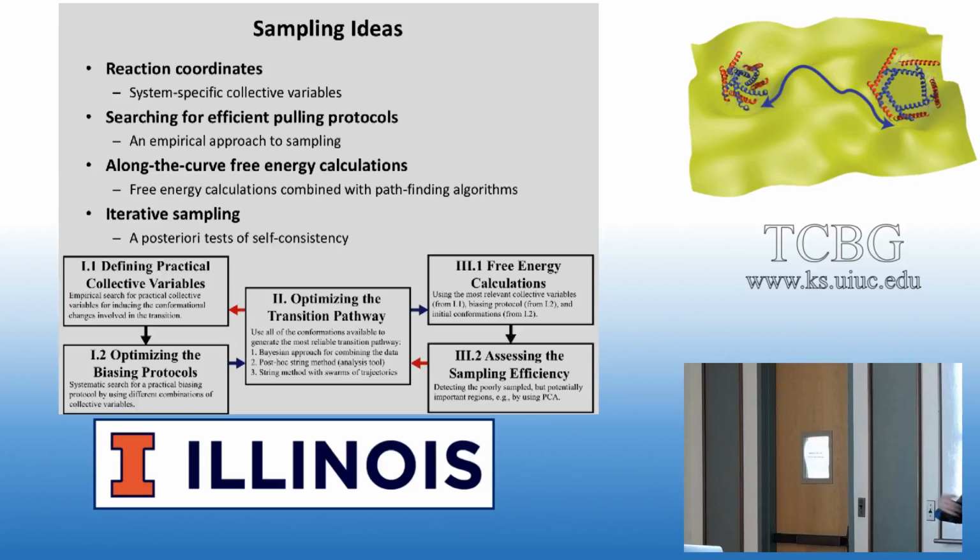So once you have optimized your transition pathway, and I assume you have heard about string method in previous talks, the next step would be free energy calculations. And again, for free energy calculations, you can use different methods. You can use ABF, eABF, metadynamics, umbrella sampling with replica exchange.